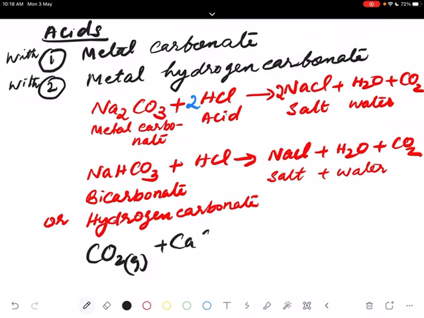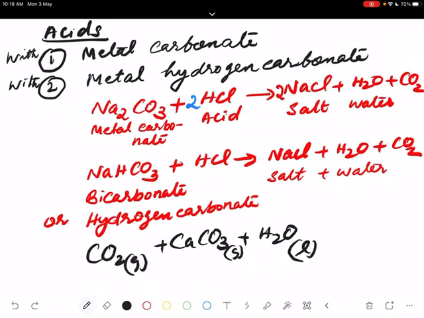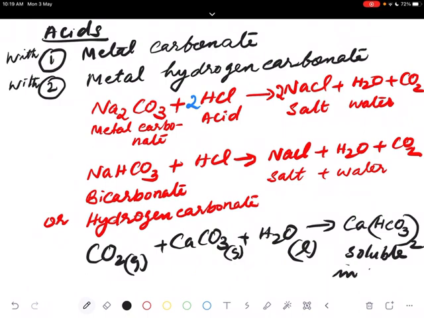CaCO3 solid plus H2O liquid. To that I am passing carbon dioxide again. Then what is happening? Calcium hydrogen carbonate will be formed, Ca(HCO3)2, in the aqueous form. This is soluble in water. That's why you are not seeing any milky color, no precipitate. Soluble in water.